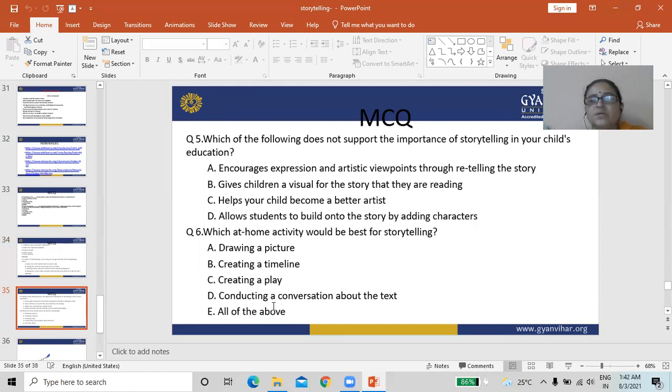Which of the following does not support the importance of storytelling in your child's education? Option A, encourages expression and artistic viewpoint through retelling the story. Option B, give children a visual for the story they are reading. Option C, help your child become a better artist. Option D, allow students to build on to the story by adding characters. Next MCQ.